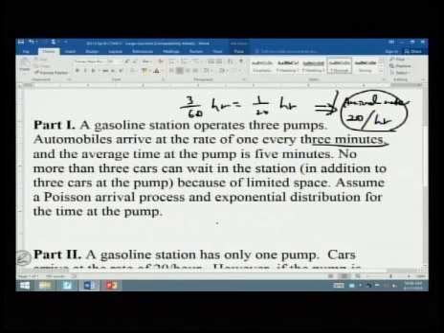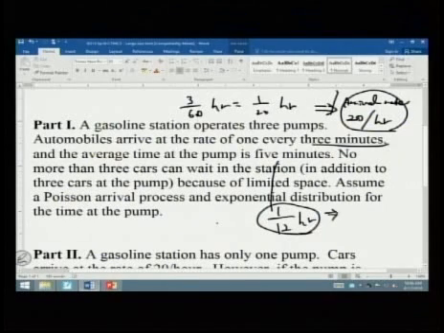Okay, and the average time at the pump is 5 minutes. So the mean service time is 5 minutes. Again, 5 over 60 hour, which is 1 over 12 hour. That is the mean service time, right? This implies that the service rate would be 12 per hour. Is that right?